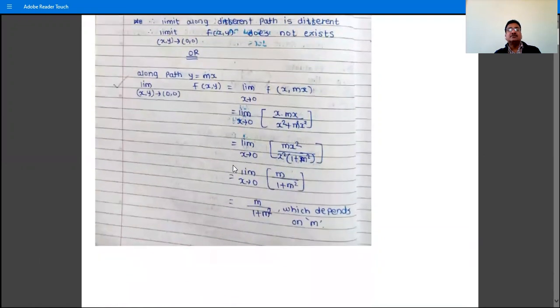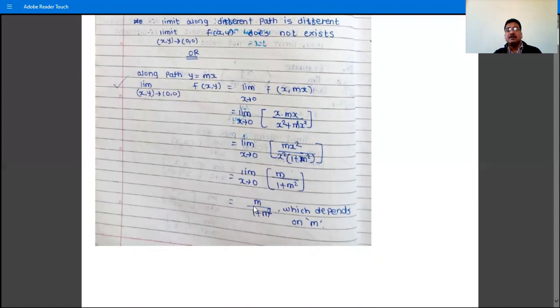The other method for the same problem is what? Take the path y is equal to mx and then find the limit along the path y is equal to mx. This is the limit along the path y is equal to mx, m/(1 plus m squared), which depends on m. So what happens if this limit depends on m? If we change m, then we have different answers. That is, if we take m as 1, then we have the answer 1/2. If we take m as 2, then we have 2/5. If we take m as 3, then we have 3/10. That is, for different values of m, we have different answers.